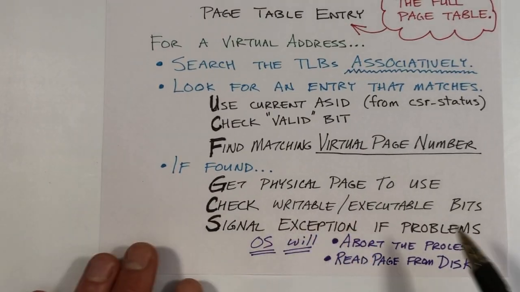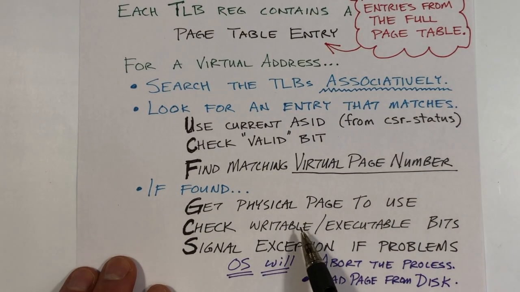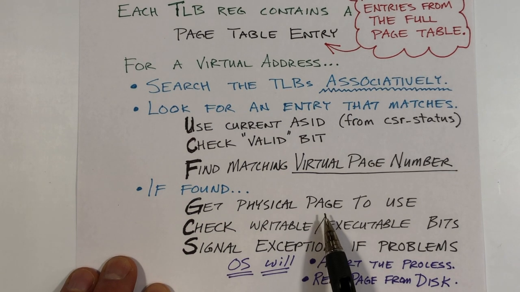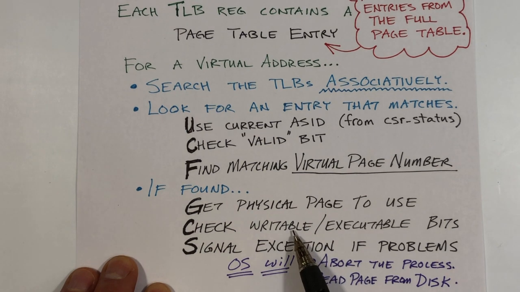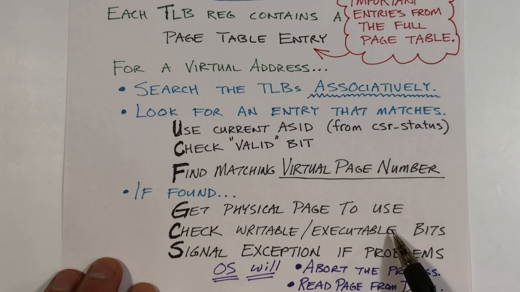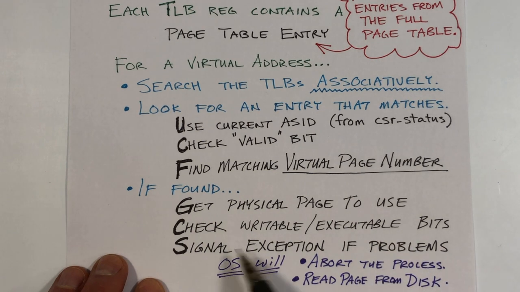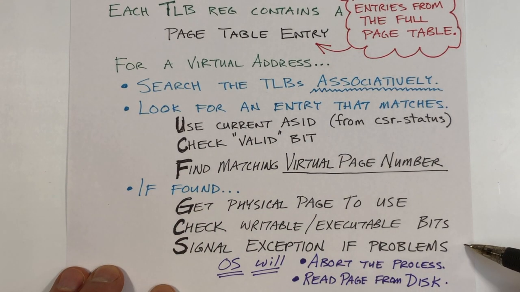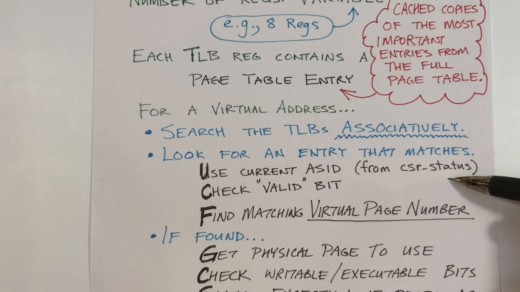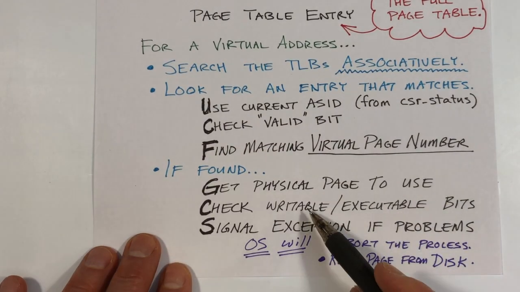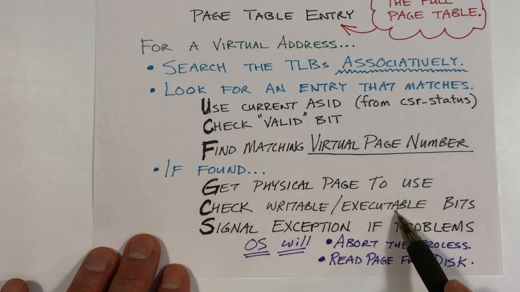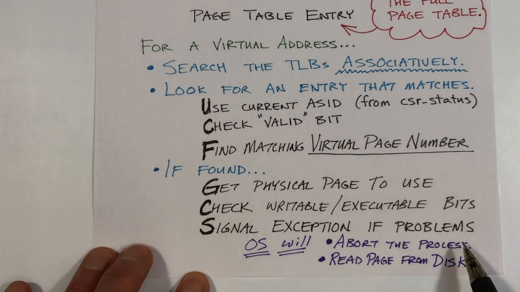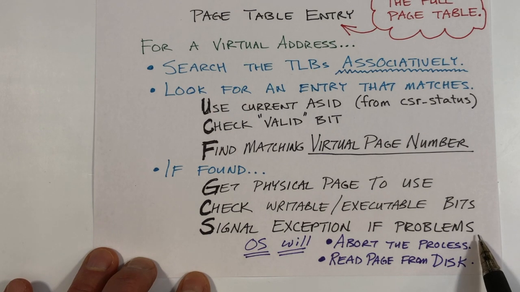So if a matching entry is found, we use the physical page number and concatenate it with the offset to get the actual address to use. In addition, we check the writable and executable bits to make sure that this access is legal. And if anything goes wrong, basically we'll signal an exception. So there are a number of hardware exceptions that will happen if, for example, there's no matching entry or there's a violation of the writable or executable bits. And that will give the operating system control.